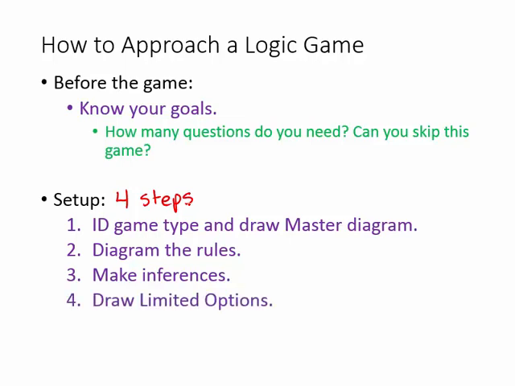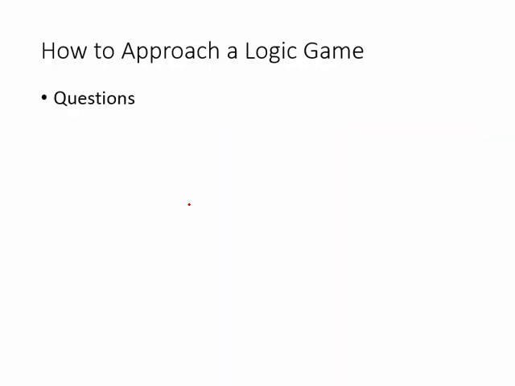Limited options is a scenario in which a rule has narrowed the possible outcomes down to only 2 or 3, and you're going to completely draw out each one of those options because that's going to provide a ton of information as you approach the questions. So this is, again, our 4-step approach to dealing with a logic game setup. Next, let's look at how to deal with the questions.